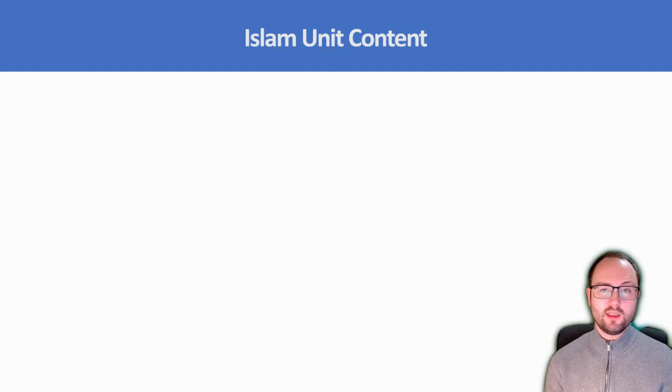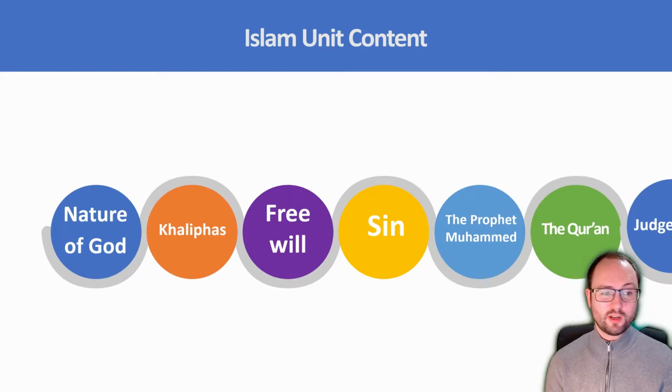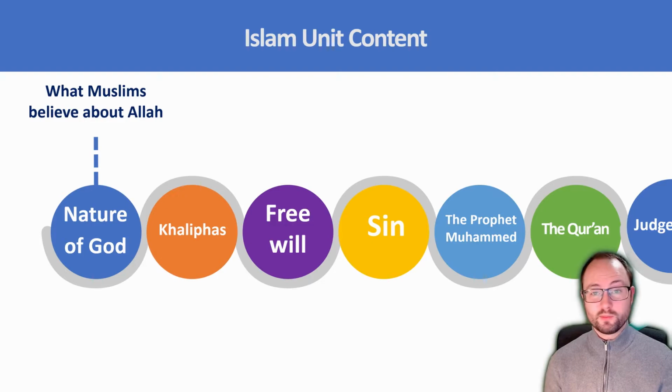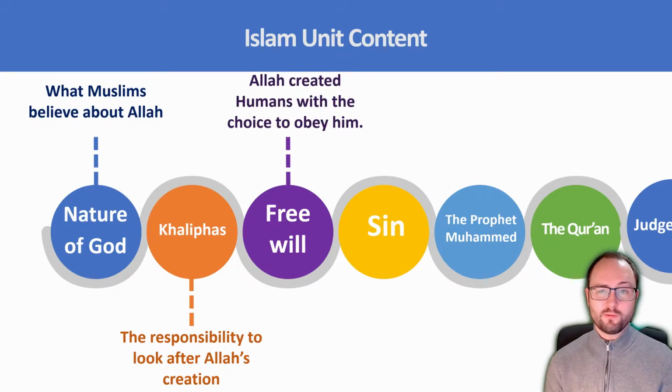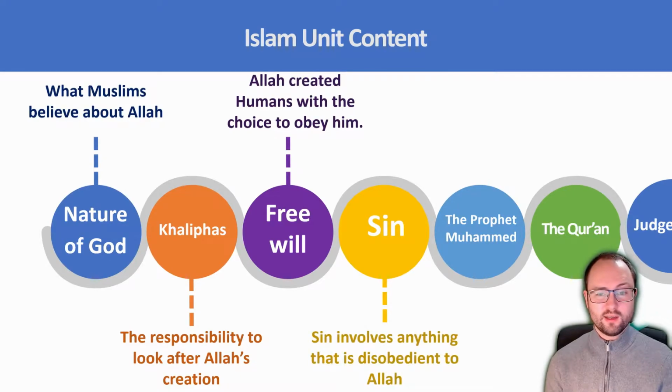So let's go into a bit more detail of what is included in the Islam unit at National 5 level. These are some of the topics you'll have already covered. We've looked at nature of God, which is what Muslims believe about Allah. We've looked at Khalifas, the responsibility that Allah gives all people to look after His creation. We looked at the idea of free will in Islam, Allah creating human beings with this opportunity, this choice to obey Him or not. We thought about sin, which involves everything that is disobedient, is considered disobeying Allah.